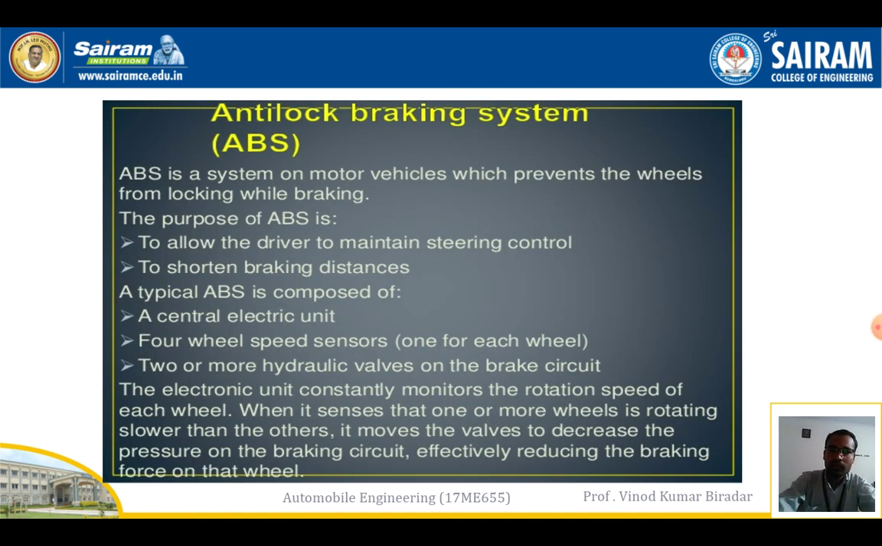Next, what is the purpose of using the anti-lock braking system? It allows the driver to maintain steering control. It can keep the steering stable. It shortens the braking distance, so it will stop within a short distance. A typical anti-lock braking system consists of a central electronic unit, shortly called the ECU, and four wheel speed sensors, so at each wheel a sensor will be fixed. Two or more hydraulic valves on the brake circuit are used for working purposes.